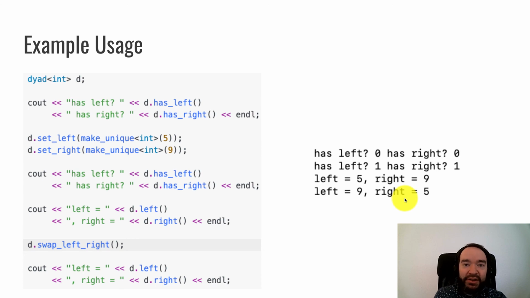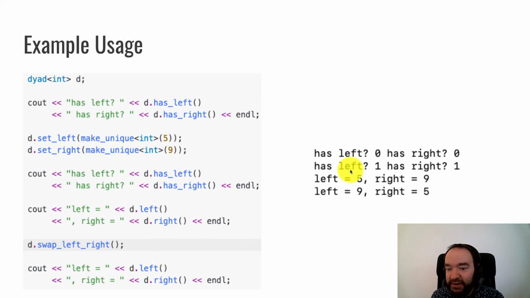Here's an example of how you could use this just to show off the class. So I make a dyad of int d. So this is a dyad that holds a left int and a right int. Either one could be empty. And I print out hasLeft and then d.hasLeft. So this is just showing off how the hasLeft and hasRight functions work. And then I set the left to 5 and the right to 9 to correspond to that sketch. Do the hasLeft hasRight thing again to see that it changes. Print out the left and right contents. Then I do this swap left right operation, and we print out the left and the right.